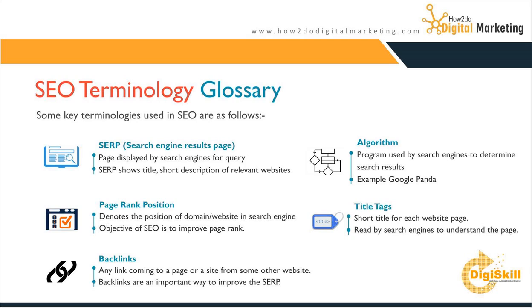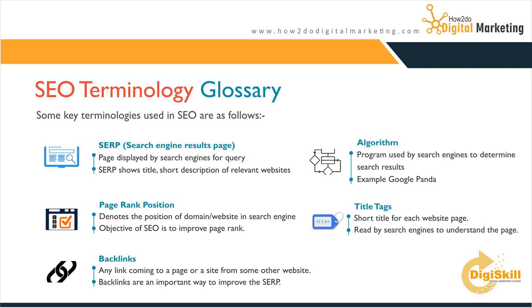An algorithm is a program that search engines use to determine search results. Google, for instance, keeps releasing new algorithms to make the search more efficient for users. An example of an algorithm, which you can look up, is Google Panda. Then there's the Penguin algorithm change which took place, and Hummingbird. These are all various algorithm updates which Google has released. I would strongly advise you to Google Panda or Google Hummingbird to understand what the algorithm actually changed.